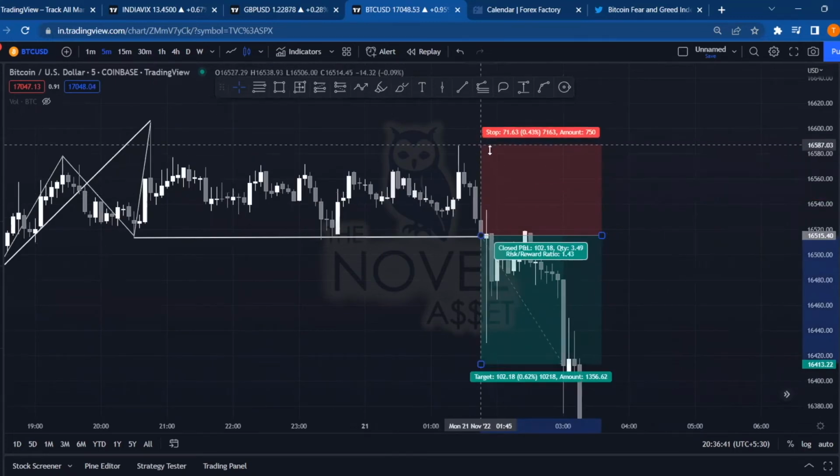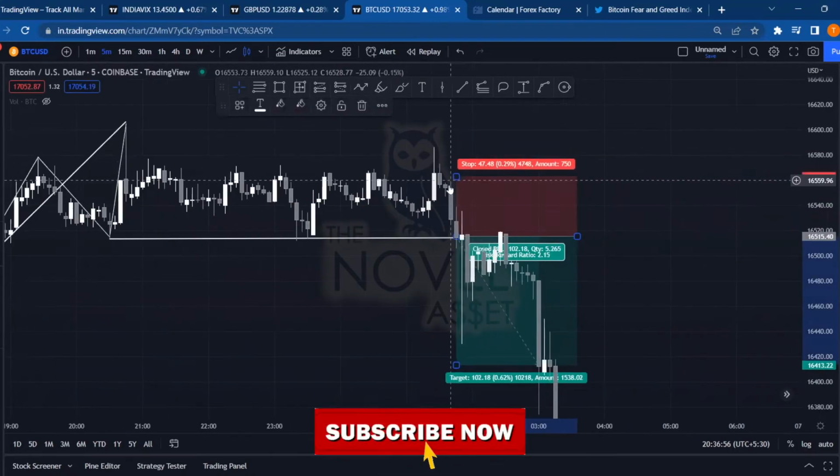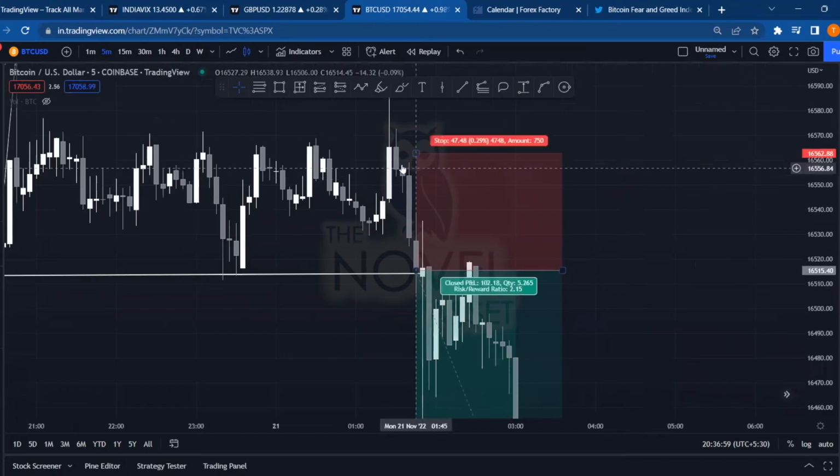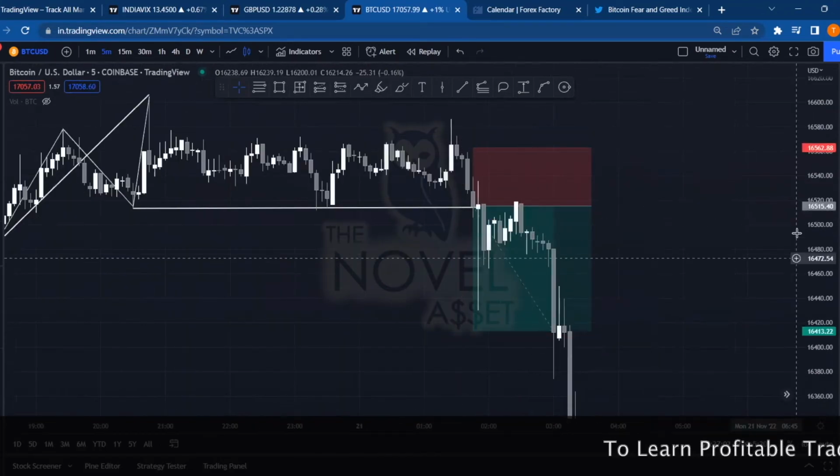And if you're an aggressive trader, you can actually shorten your stop loss above this high, which is also a swing high if you look closely, right? So this is how you can maintain your risk reward ratios over here.